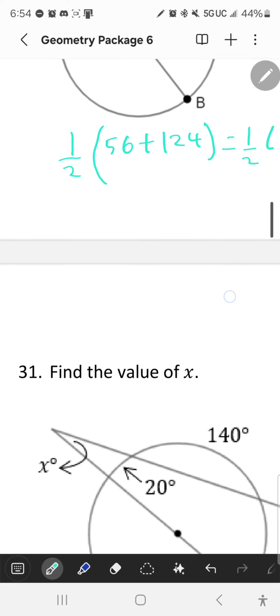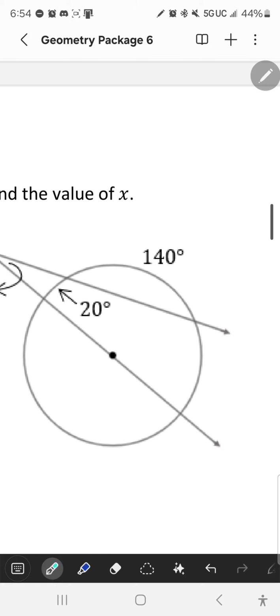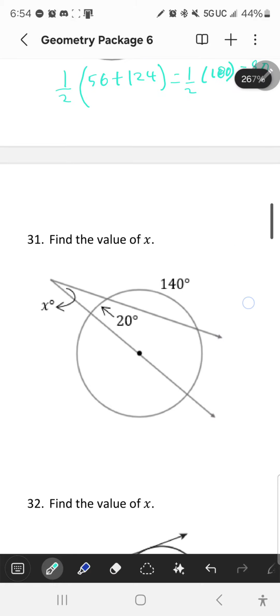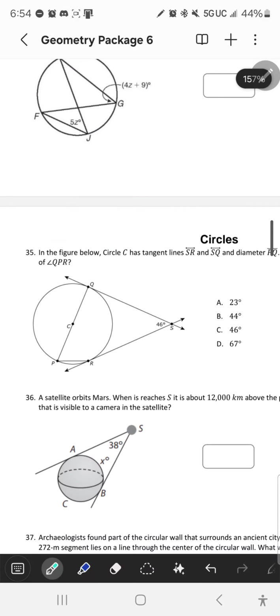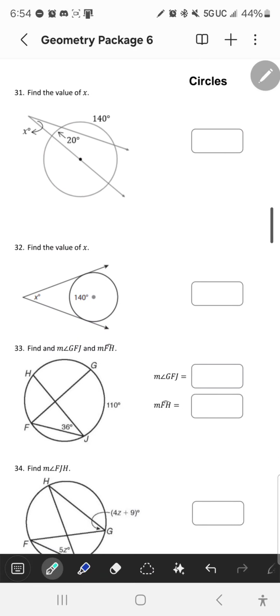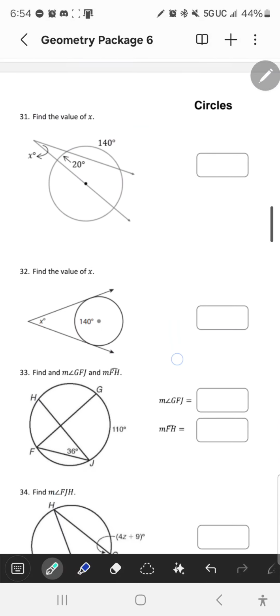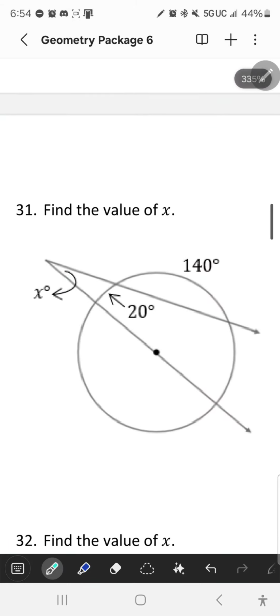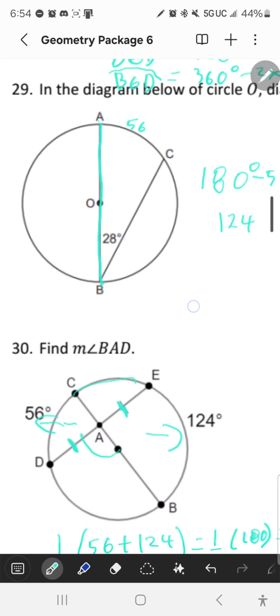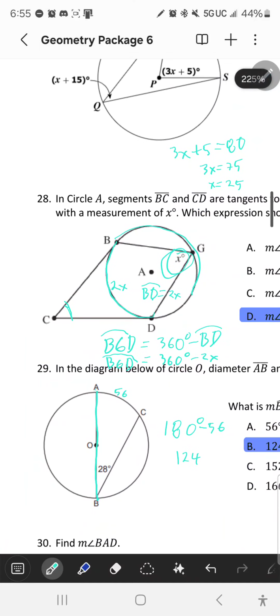Now let's continue. I think this is going to be the last one, because we have time to complete this next week. This is the last unit before the test. So let's look at the last one. Find the value of x. Now this is just like this one right here.